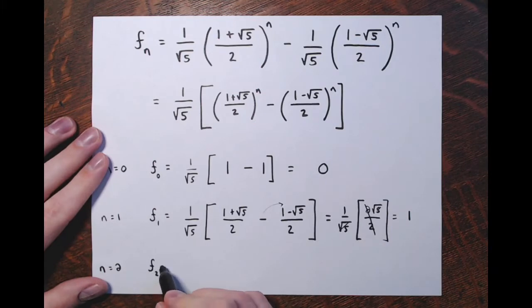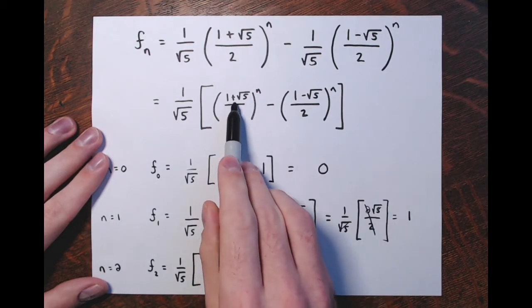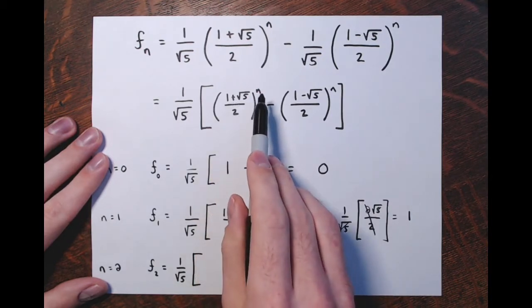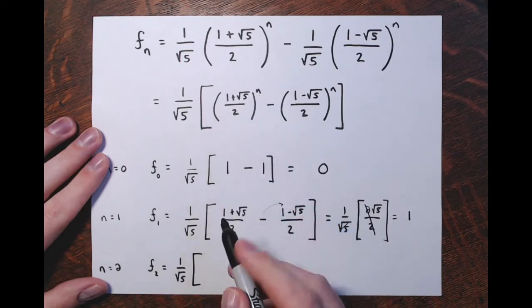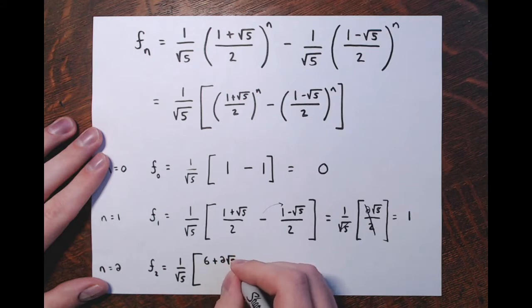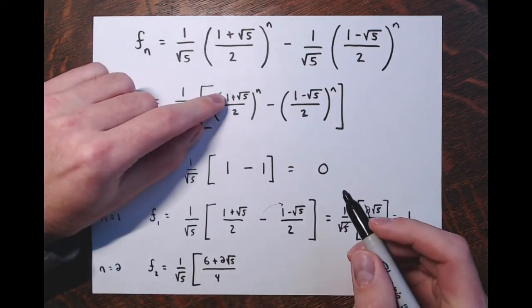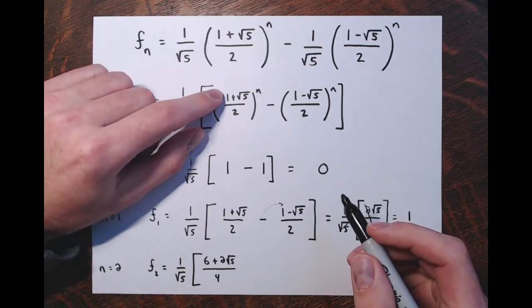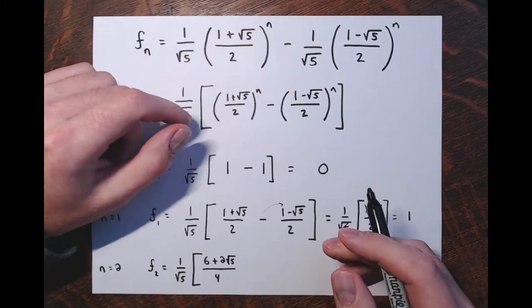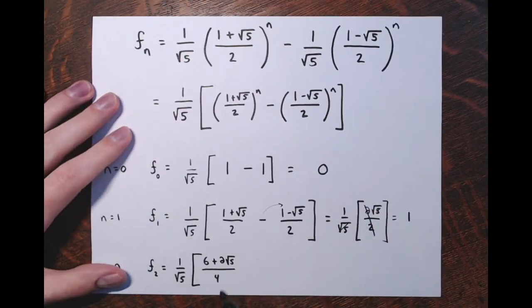And let's see. So I have 1 over the square root of 5 times this expression squared. I'm plugging in a 2, so I'm going to square the numerator, and that'll give me 6 plus 2 root 5 over 4. I squared the numerator, which would be 1 plus the square root of 5 times 1 plus the square root of 5, and then you FOIL. Trust me, that's 6 plus 2 root 5. You can try that on your own. And then square the denominator, that's 4.